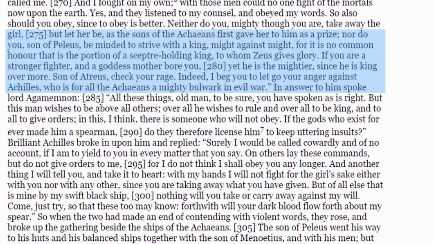If you are a stronger fighter and a goddess mother bore you, yet he is the mightier since he is king over more. That's the logic of the situation. Yes, it is conventional. He just happens to be king over more people. Nevertheless, this is a person to whom Zeus gives glory. He deserves the higher position because of that. Even though Achilles is a demigod and the best fighter, nevertheless, the Homeric hierarchy is such that the chieftains are chief. And he asks him to check your rage, let your anger go. So he basically asks them both to let their anger go.